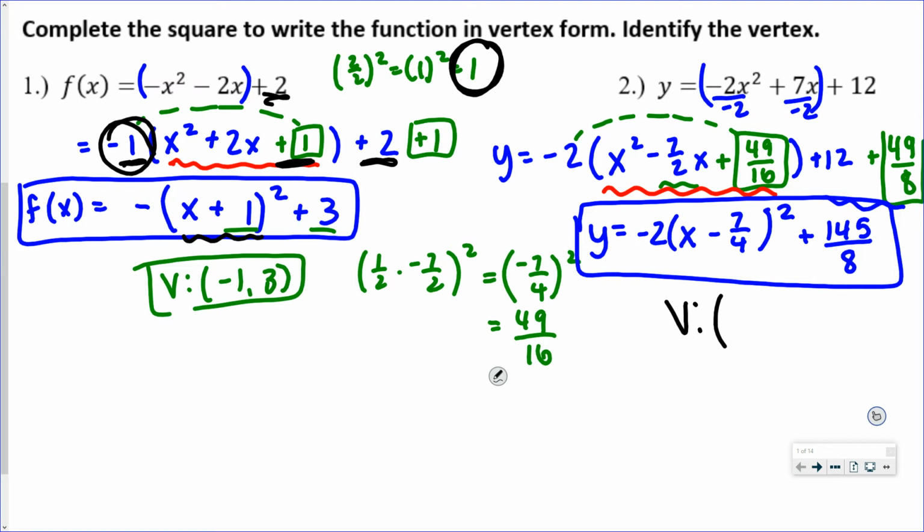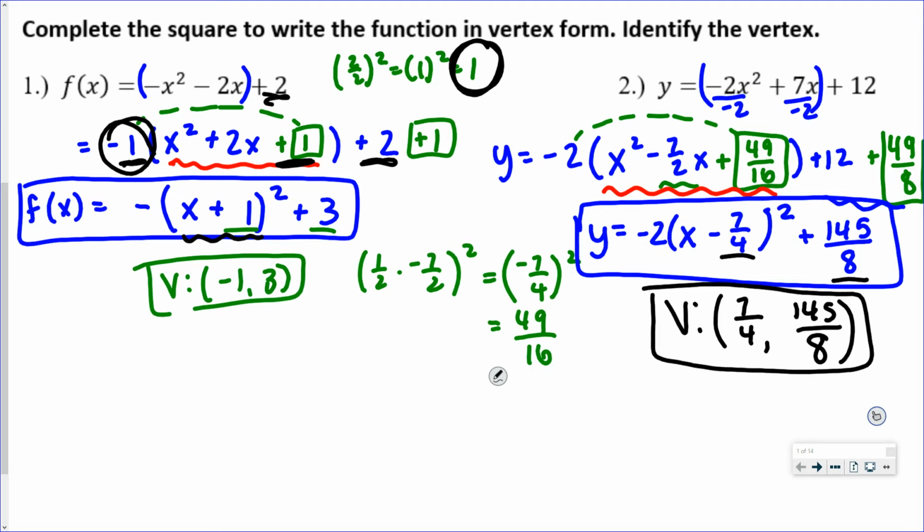So what's my vertex? 7, 4, 145, 8. This number, the opposite of that number, because that's just a shift to the right. 145 ace. Now, same kind of rule, I would say, when you go to actually graph this, in order to plot that, you can figure out what it is in decimals. That's obviously going to be easier to plot. But anytime we're writing our answers, we want to use exact.